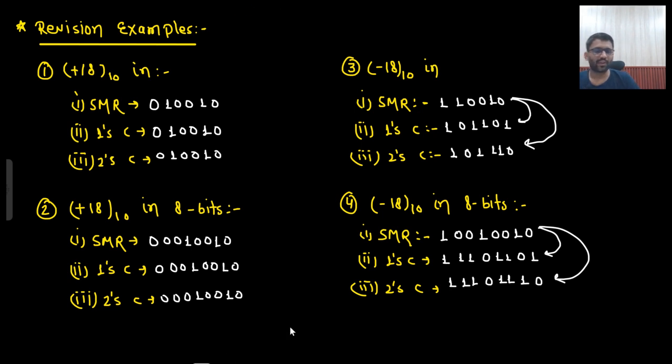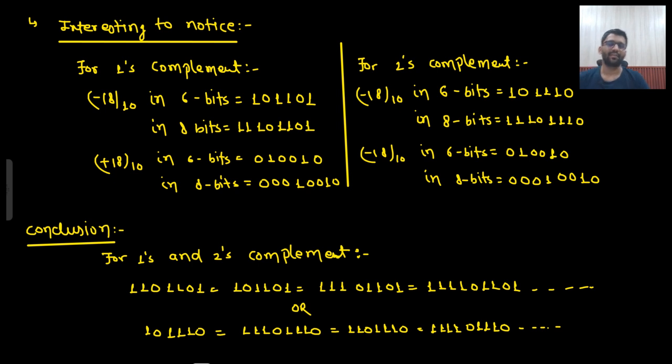Now a very interesting thing you are noticing here. Notice the 1's complement in 6 bits and notice the 1's complement in 8 bits. Do you notice something? Let me show it. For 1's complement of minus 18 in 6 bits, what was the answer? 1 0 1 1 0 1. For 8 bits, what is the answer? So this sign bit is only being repeated, right? Say yes or no.